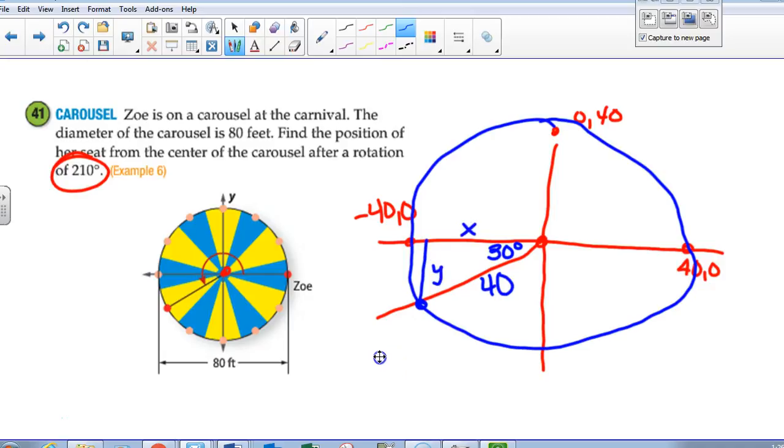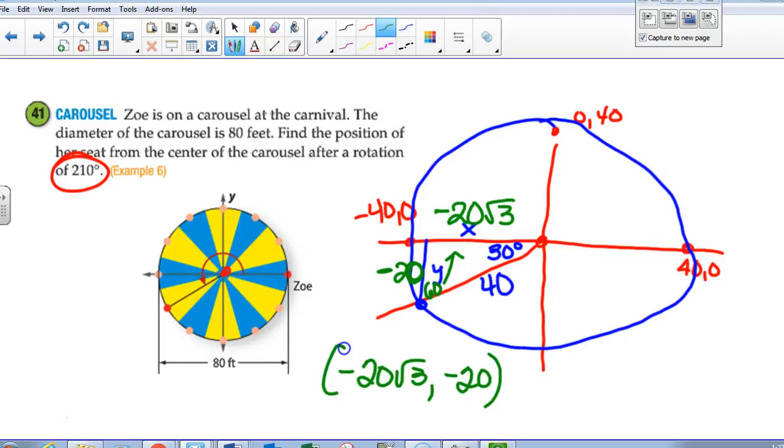You could use some trig. I just used my special right triangles. The short leg is half the hypotenuse, so this is 20. Remember that? Anybody remember opposite of the 60 is the long leg, which is short leg times square root of 3. And what kind of signs do I need if I want an ordered pair for out here? Left and down. I think that's the answer in the back of the book. I'm not going to ask that question.